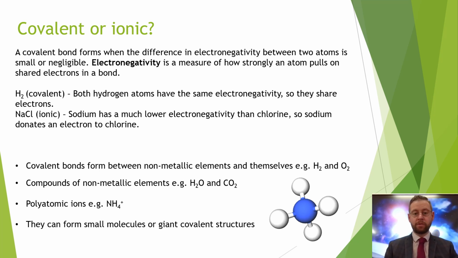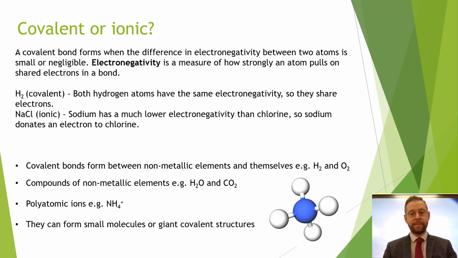Now, a covalent bond forms when the difference in electronegativity between the two atoms is very small, whereas an ionic bond would form when it is very large. So, for example, H2, hydrogen gas, both of the hydrogen atoms have the same electronegativity, so they're quite happy to share electrons. They would form a covalent bond. Sodium chloride, an ionic bond, well, sodium has a much lower electronegativity than chlorine. So sodium donates an electron to chlorine and chlorine receives it.